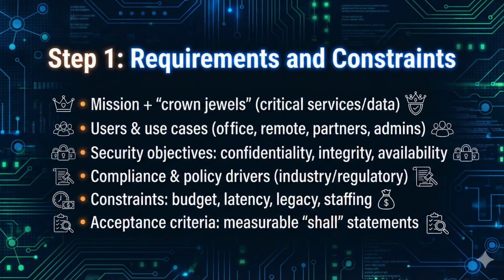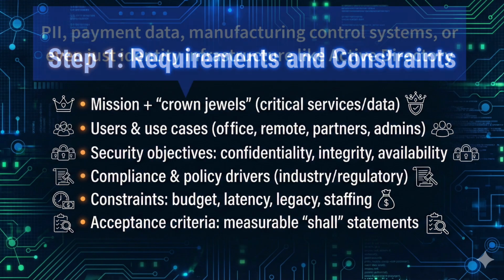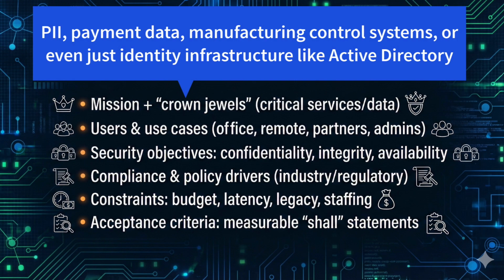We start with requirements, because requirements drive every later decision. First, identify the mission and the crown jewels. What data or services would hurt the organization most if they were stolen, altered, or unavailable? Examples include customer PII, payment data, manufacturing control systems, or even just identity infrastructure like Active Directory.